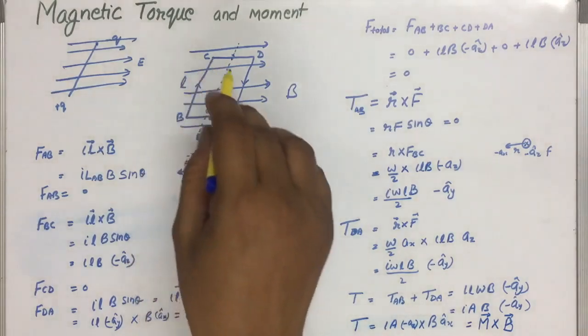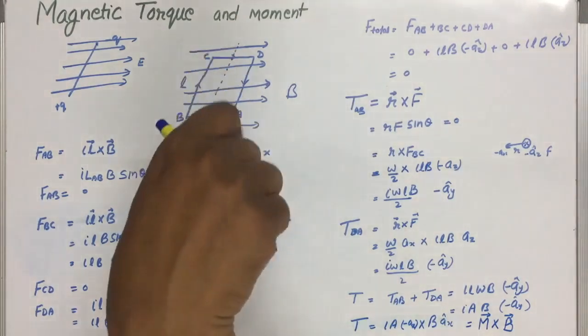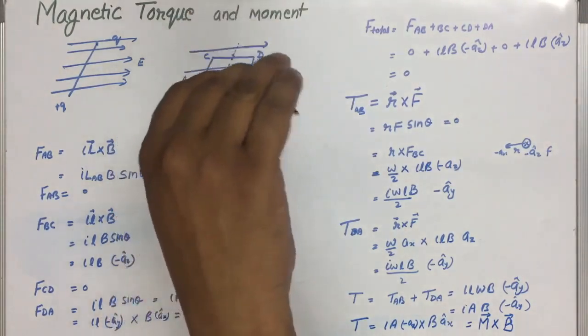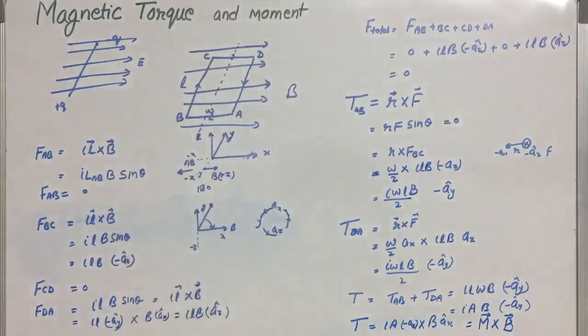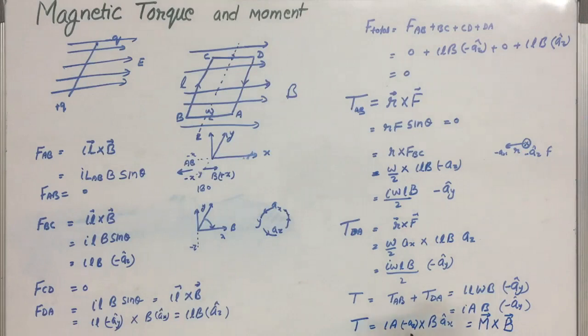So the loop is this one. The area vector will be the normal to the loop. The loop is anti-clockwise, so the normal should be downward, that is the minus AZ direction, and B is in the AX direction. So this is the magnetic dipole moment and this is the magnetic field. So the final result will be torque is equal to M cross B.